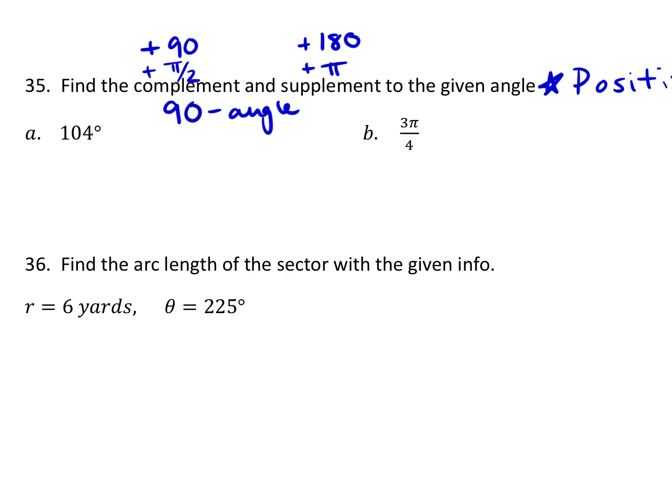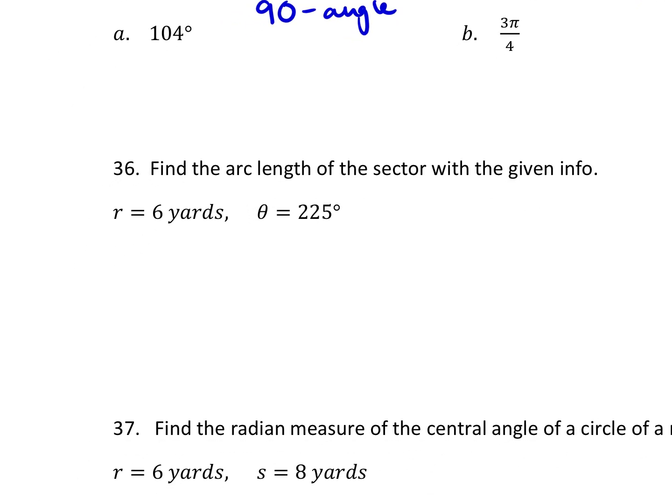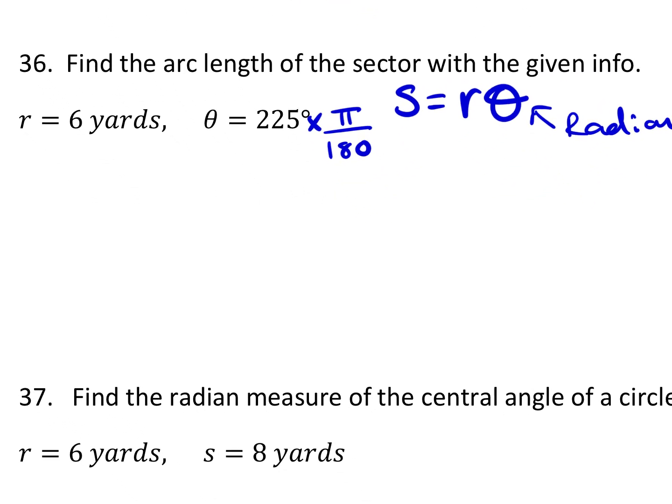All right, 36, find the arc length of the sector with the given info. S is equal to R times theta is our arc length formula. You need to know this. And we said that theta has to be in radians. So here I'd want to convert 225 into radians, so I'm going to multiply by pi over 180. I guess we'll simplify it now to work it out. 5 goes into 225 45 times. 5 goes into 180 36 times.